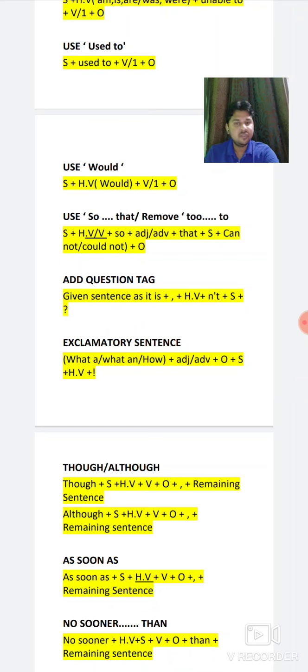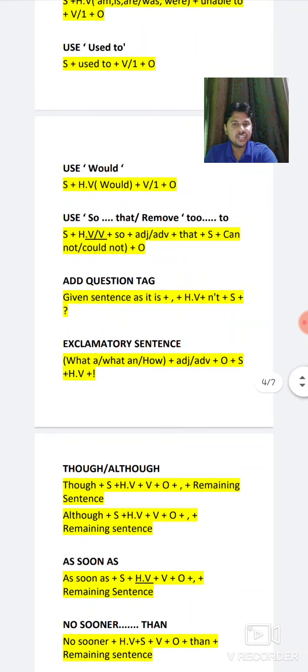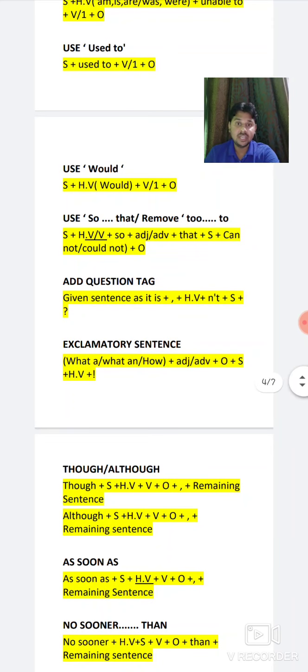Look at the structure. First of all, subject, after that helping verb or verb. Any one word will be there, so that's why I have underlined it. You have to see what word you got in the sentence, whether it is a helping verb or a verb, but 100% any one word will be there. So subject, after that helping verb or verb, after that so, after so adjective, adverb or object, any one word will be there. Whatever comes, you have to write it down.